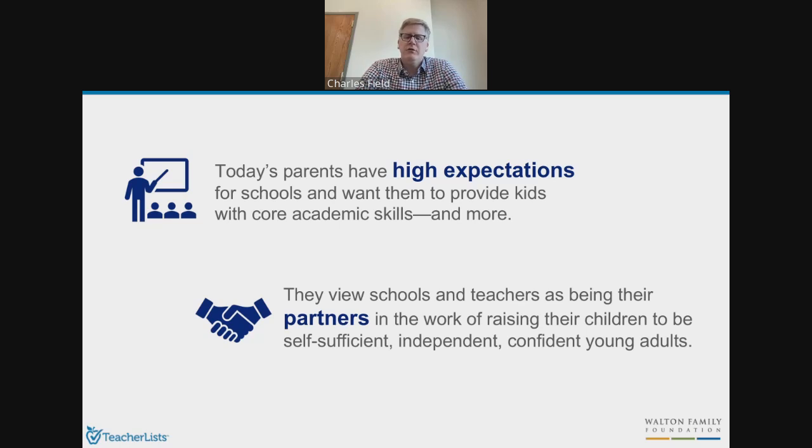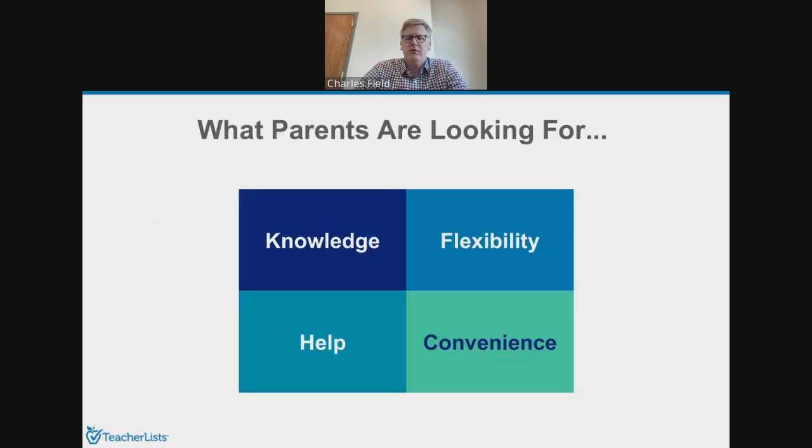All these demands of two jobs and what's going on in their lives is causing parents to look to the school systems and say, hey, I want you to be a partner with me in this process of raising my children. Our ultimate goal is self-sufficiency, independence, and being confident young adults. And so you, as teachers and school administrators, have to understand that these are the expectations. This has changed dramatically over the last 30 or 40 years, and we have to understand that today's parents are asking for this.